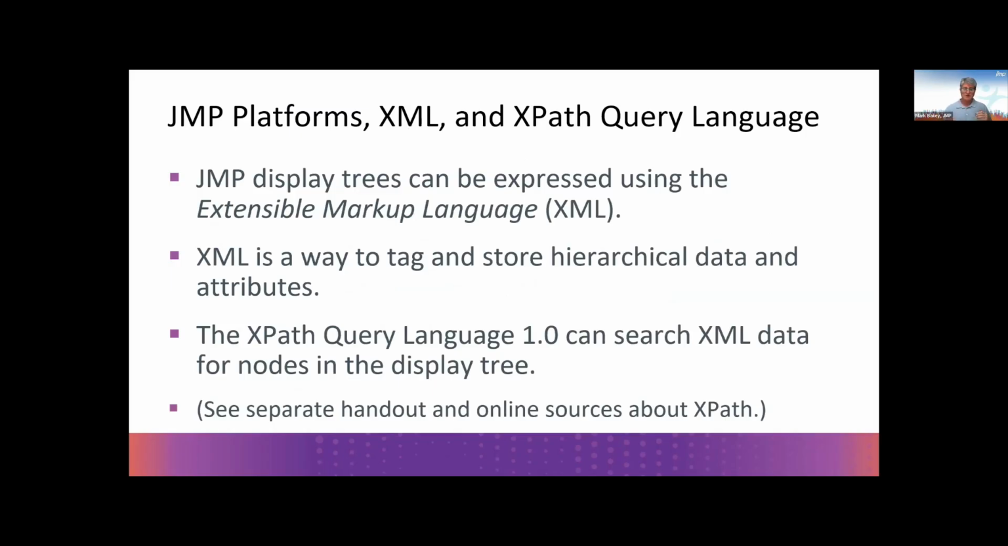Okay, so JMP display trees, any window in JMP, can be expressed using XML. XML in general is a way to tag and store hierarchical data and attributes. JMP implements version 1 of this language, and we have a separate handout that goes into more detail about the language and provides other online resources.